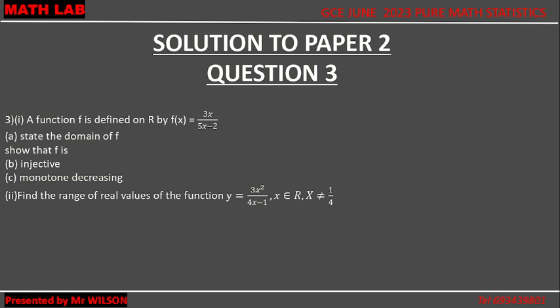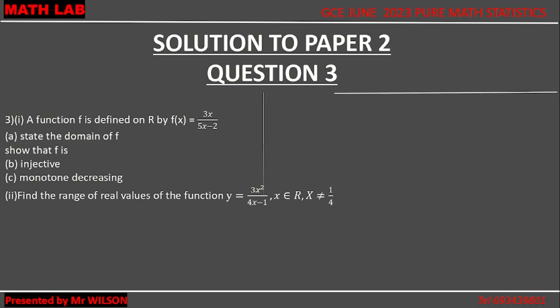Show that f is B, injective, C, monotone decreasing. Roman 2. Find the range of real values of the function y equals 3x squared all over 4x minus 1 for x an element of R, x different from 1 over 4. Okay, so with that, I just get started with the solution.